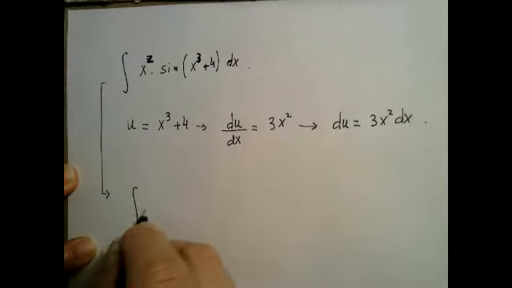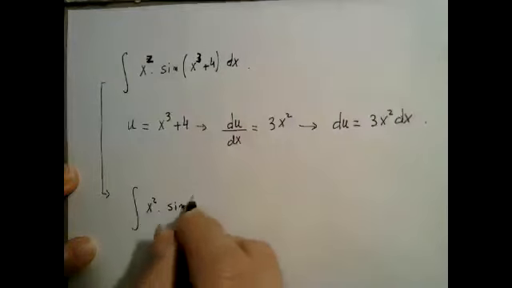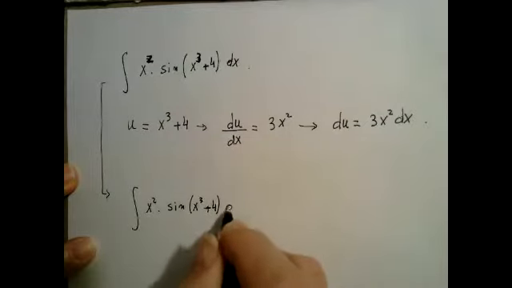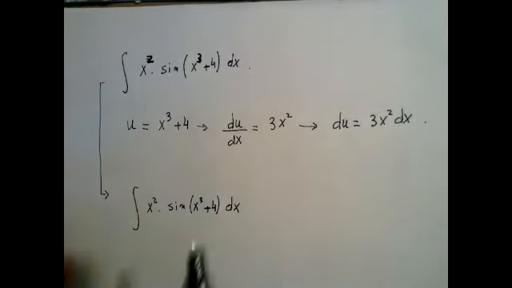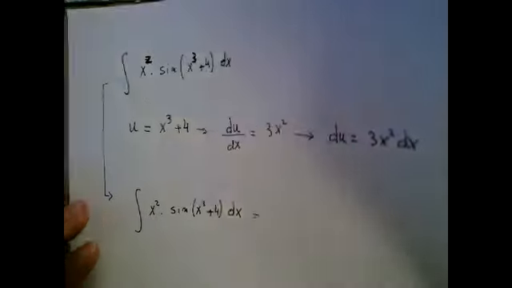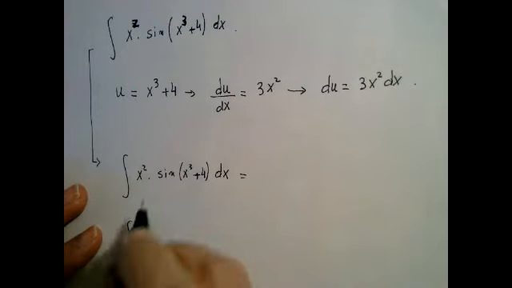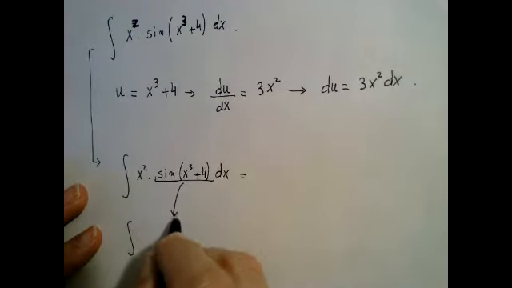The integral of x squared sine of x cubed plus 4. As I said, at this stage everything must be in terms of u. I don't want x anymore in the new integral. We do the substitution. That's why it's called substitution. Start with the easy part. This one easily turns into sine of u.